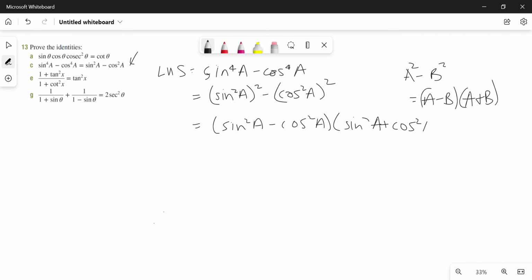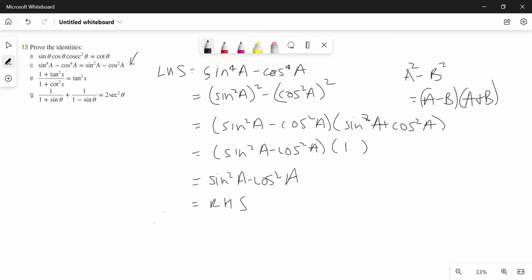But what is sine squared a plus cos squared a? That's one of our identities. That's our Pythagorean identity that's on our sheet. So we know that equals 1. So one lot of that bracket just gives us that bracket, and that bracket is what we were looking for. That is our right hand side. Okay. All right, let's look at E.